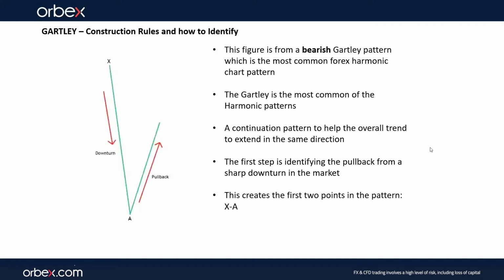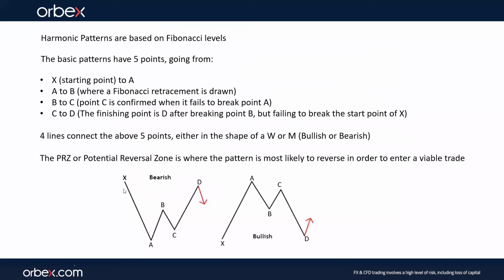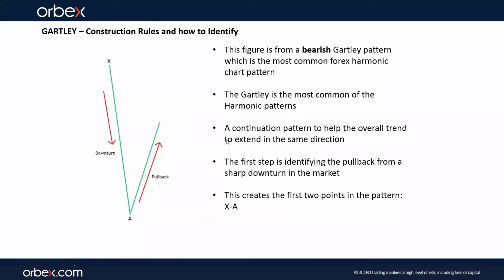So this is the Gartley now. Because it's the most popular, I thought I'd start off with a really detailed example of this construction. So we've got the construction rules and how to identify. This figure is from a bearish Gartley pattern. So if we just go back 2 steps, sorry, bearish, we're looking at this kind of W pattern here. And then once we reach D, we're going to start moving lower.